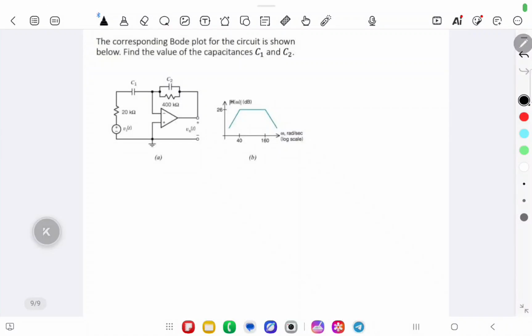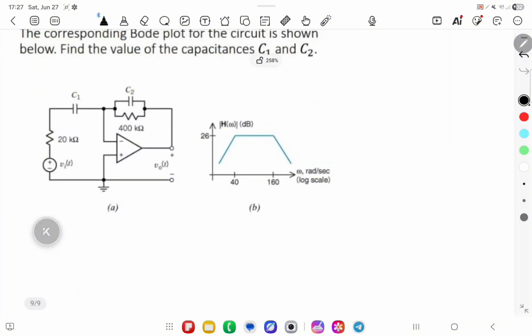So in this video, I'd like to solve the following example, and it says the corresponding Bode plot for the circuit is shown below, and we have to find the capacitances C1 and C2. So it's a relatively easy example because here we see that the non-inverting input of our amplifier is connected to the ground, and the voltage in the ground is 0. So if our non-inverting input is 0 here, then our inverting input is 0 as well. So these two voltages are equal.